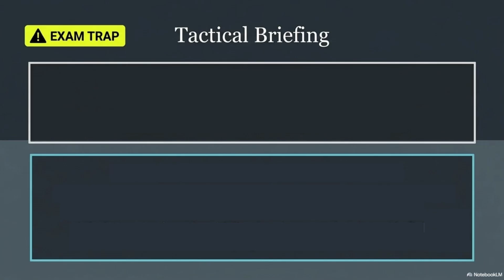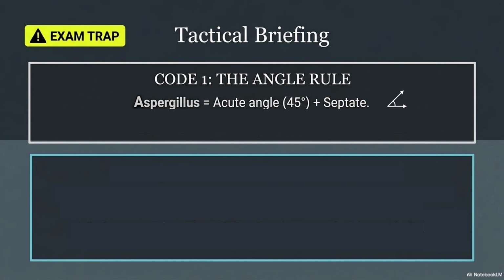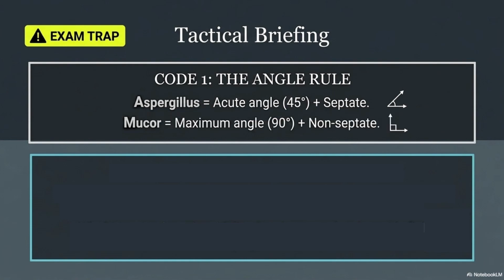Time for a tactical briefing on a common exam trap. Code 1 is the angle rule. Remember that Aspergillus equals an acute angle of 45 degrees and is septate. Mucor equals a maximum angle at 90 degrees and is non-septate.